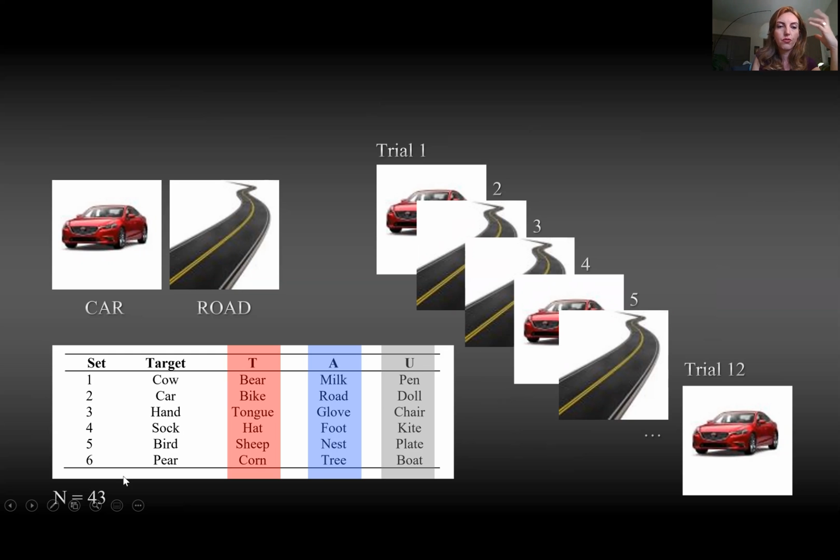The structure of the blocks looks something like this. So we always have the same target being compared to itself, so it's fully controlled in a within subject design, paired once with a taxonomic second picture, so you can have cow and bear as the 2 pictures, once with an associative or thematic picture, cow and milk, and once with an unrelated picture, so we can have cow and pen. And we have a number of different pairs, and participants basically complete all of these blocks.